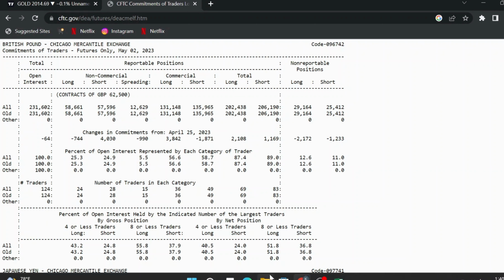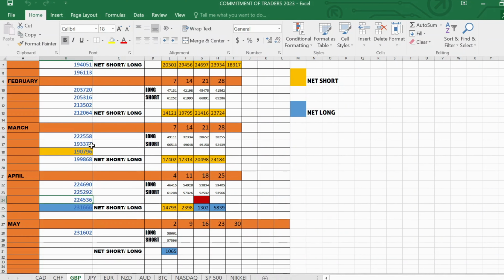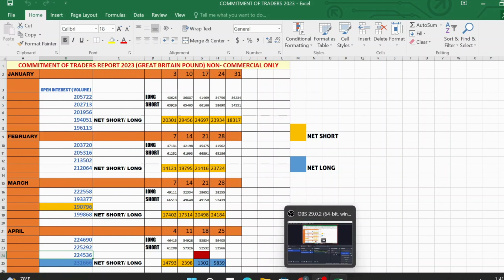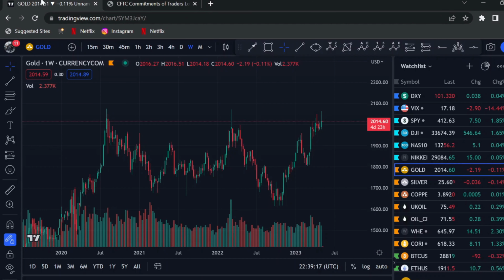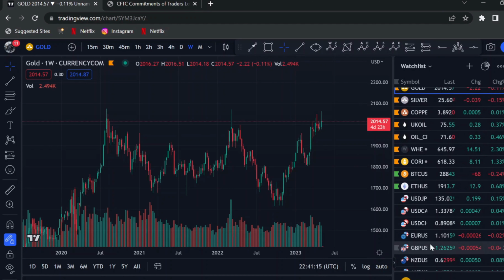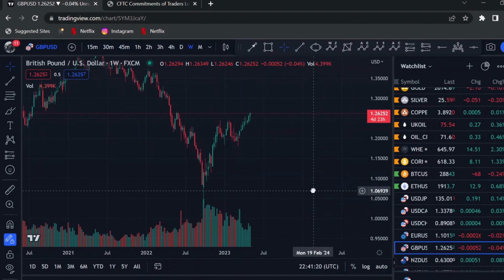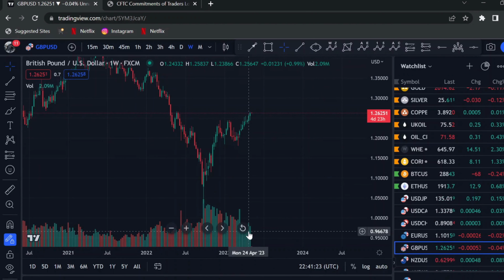So the key thing here is to compare the volume to the previous volumes and where we are. Is the market currently having high volume or low volume? And we can also counter check this with the volume in our charts. So the volume here, you can see it was high.